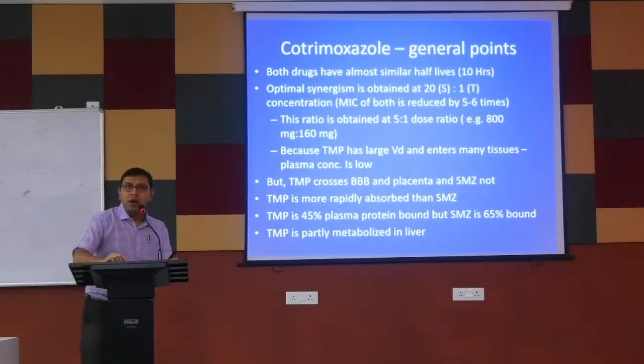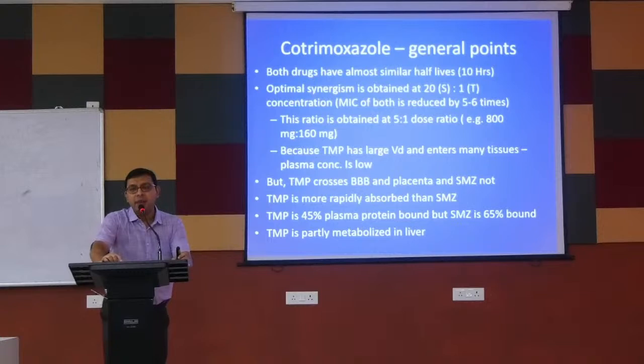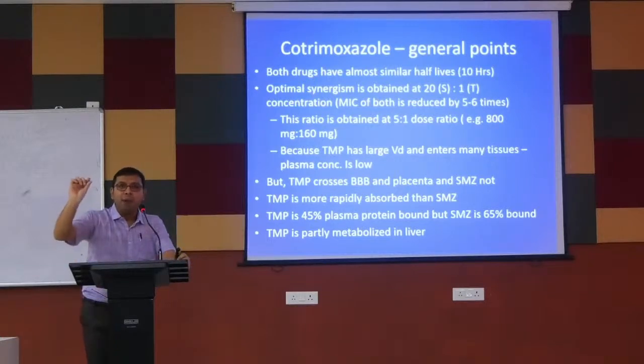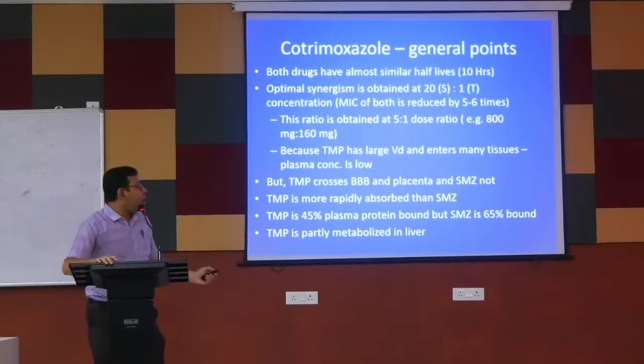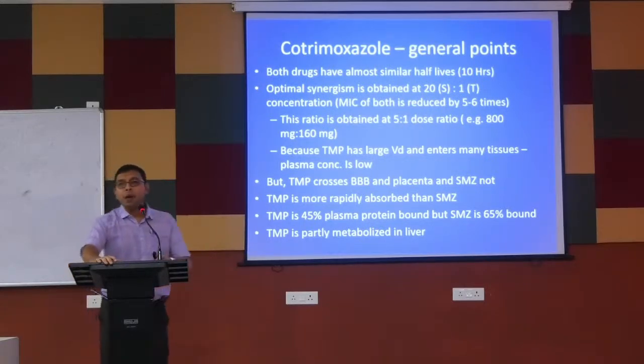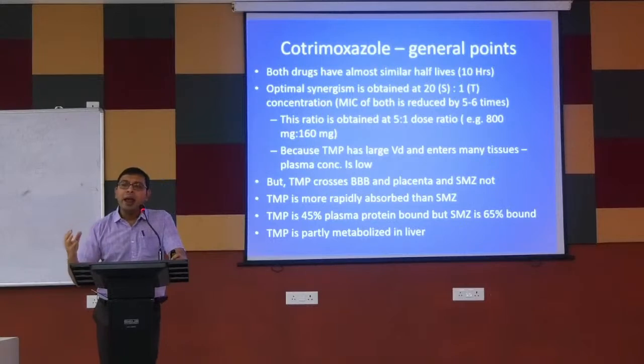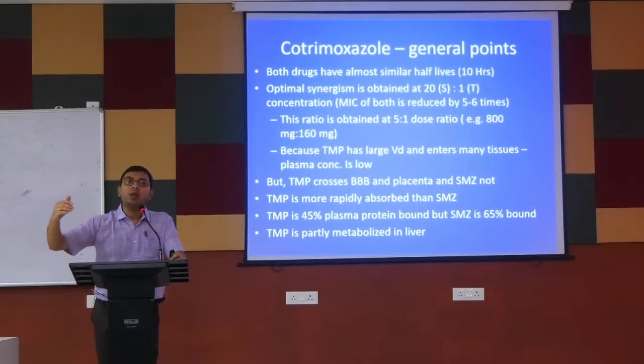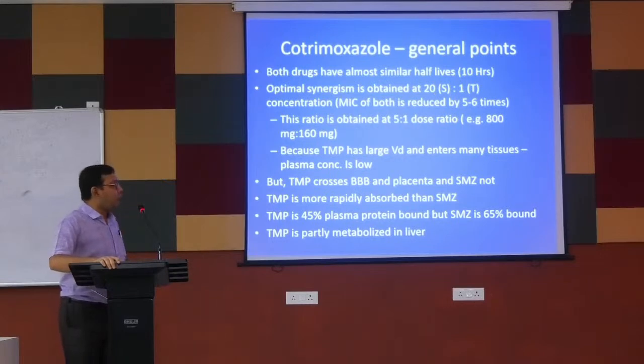And for this 20:1 concentration to be achieved, we have to combine them in the original tablet in this ratio, 5:1: 5 sulfamethoxazole, 1 trimethoprim. Because when trimethoprim enters the body, it has a large volume of distribution, it enters many tissues. That's why its concentration ultimately increases and it reaches 20:1.